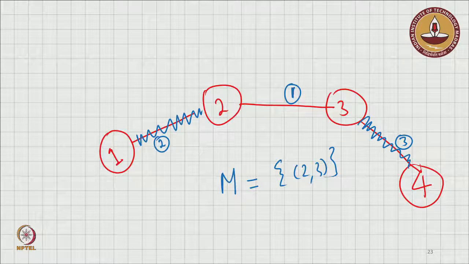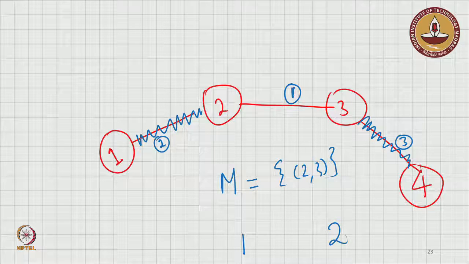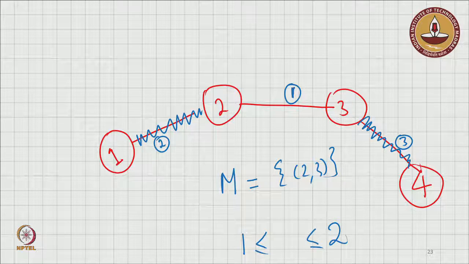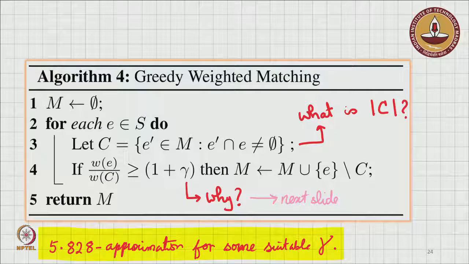So, in this example, the maximum cardinality matching was 2, and our algorithm is guaranteed to output some number of matchings which is between 1 and 2, and in particular we got 1. So, this is the maximum cardinality matching, and now let us move on to the weighted case.